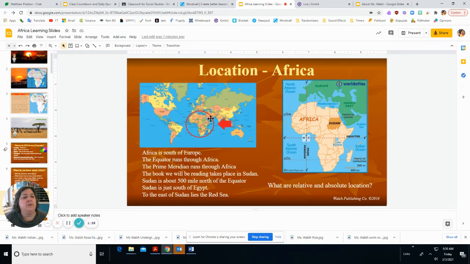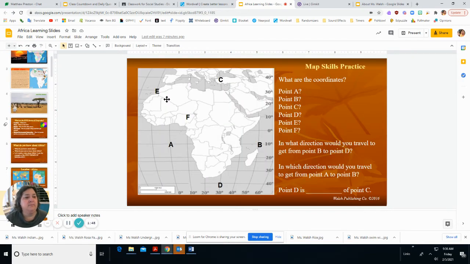So where is Africa? Well, we know it's one of our 7 continents. It is southwest of Asia. It is south of Europe. It is east of South America, and it is southeast of North America. Here it is here. The equator runs through it. The prime meridian runs through it. We know where Africa is.